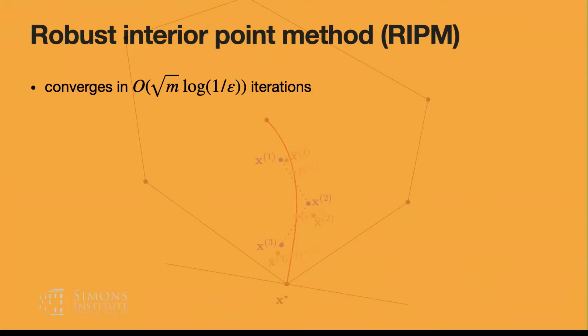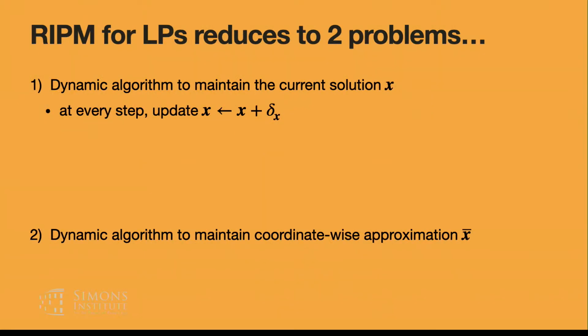Okay, so the guarantees here are that it still converges in square root of m times log 1 over epsilon iterations. Also, we know that the steps have bounded norm, and these will be really important for our data structures. Now that we have talked about how the robust interior point method works, we want to apply robust interior point methods to our linear programs, and this reduces to two data structure problems.